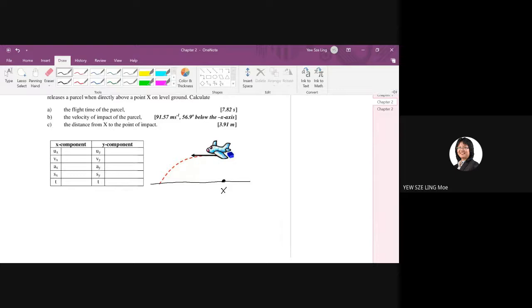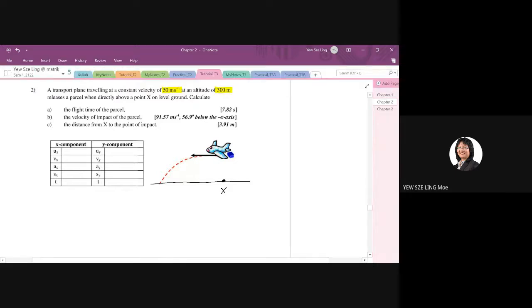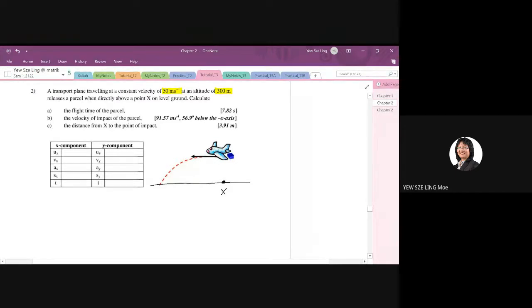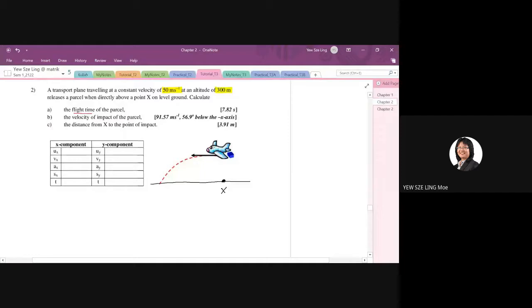Now the question asks you to calculate the flight time of the parcel. So this is the flight, and then it drops the parcel while it's moving. The plane is going to the left hand side. Therefore, when it drops, the object begins with an initial velocity going to the left hand side. So this is your u, and it is equal to ux once again.